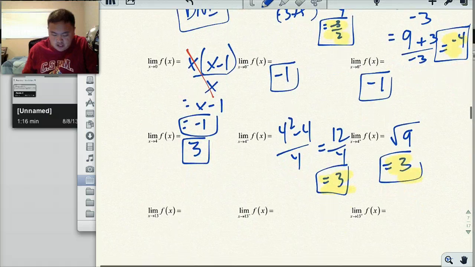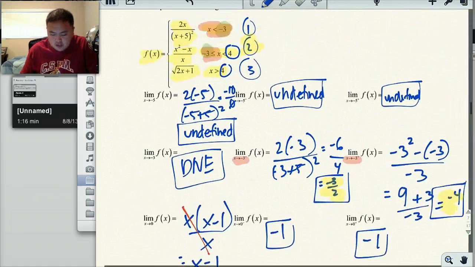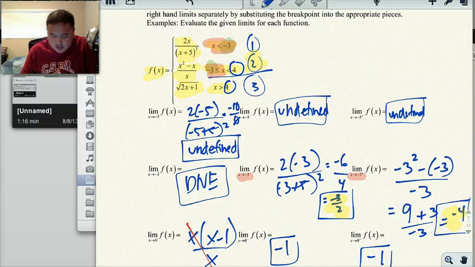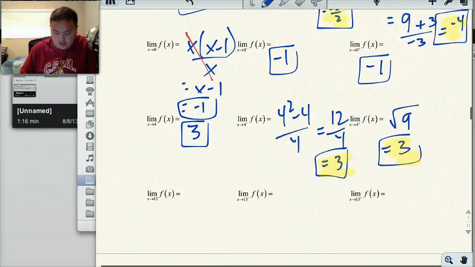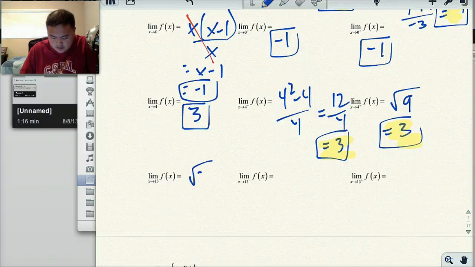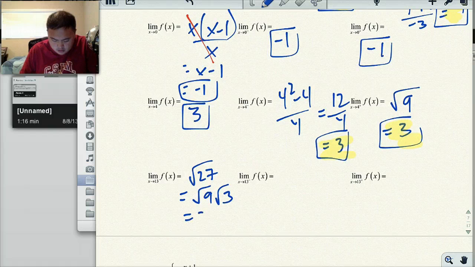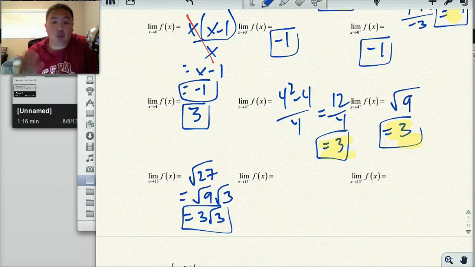And the last one for today, I have 13. You notice 13 only applies to this one, function number 3. 13 is greater than 4. So I'm going to plug it into this one and put it for the rest of the 3. If I put in 13, 13 times 2 is 26. 26 plus 1 is 27. This could be simplified to radical 9 times radical 3, or 3 radical 3. And again, because it only applies to one function, it's the same for all of them.